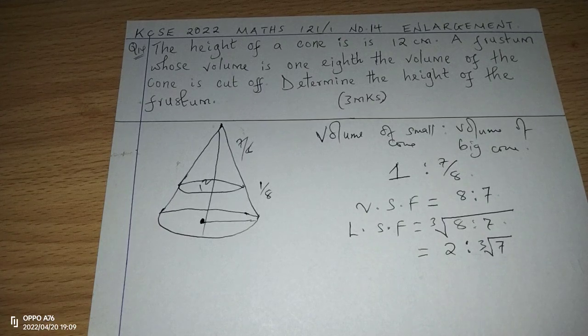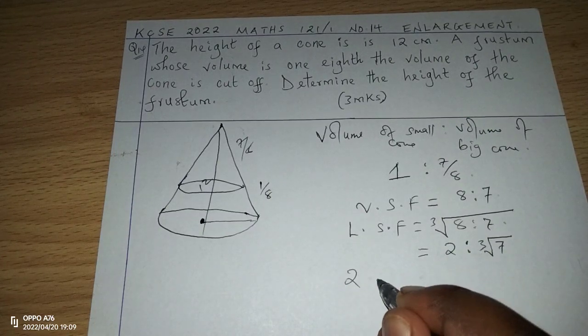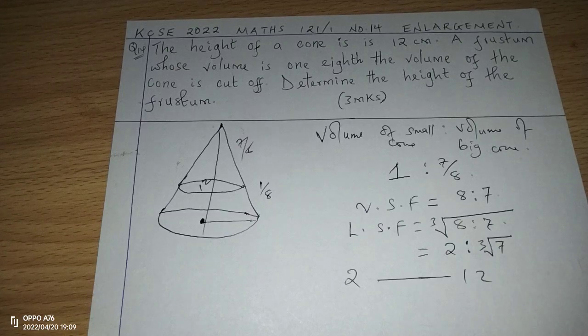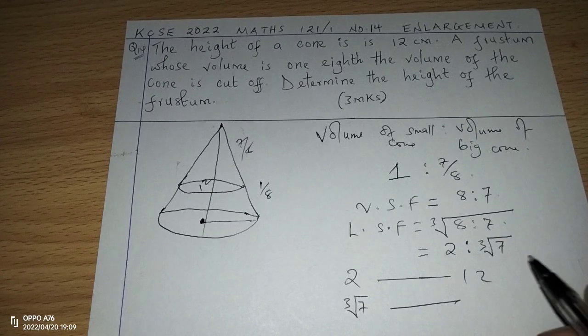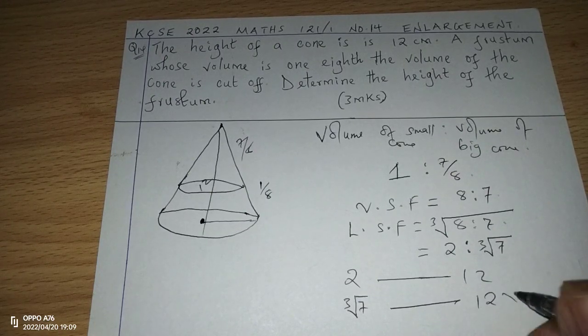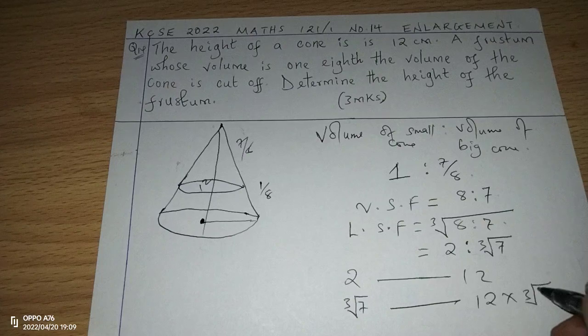With the linear scale factor, we know that for the larger cone or the original cone, it is taking the proportion of 2 as a height of 12. What about the cube root of 7? What height is it going to have? Now the smaller cone which remained. So 12 times the cube root of 7 divided by 2.